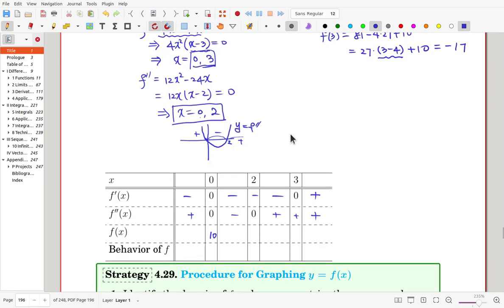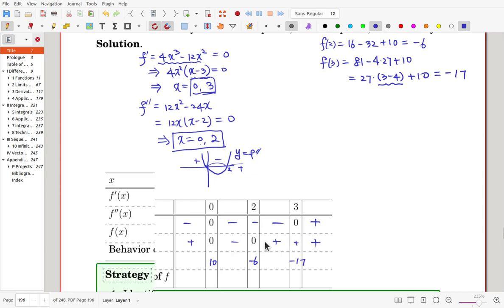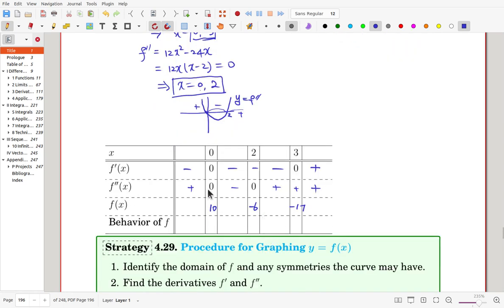Okay, so we'll write down here that at 2 the value is minus 6, and here the value is minus 17. So now we'll try to see the behavior of f. Here f prime negative means it's going down, and f double prime positive means concave up. So down but concave up, going down like that.